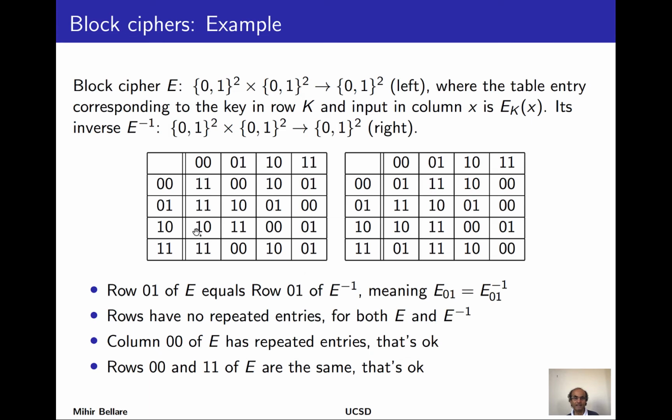It's also the case that here, 2 rows of the block cipher are the same. It says that there are 2 keys which induce exactly the same functions. That's okay. That's not a property that block ciphers are either required to have or required not to have. You may or may not have it.